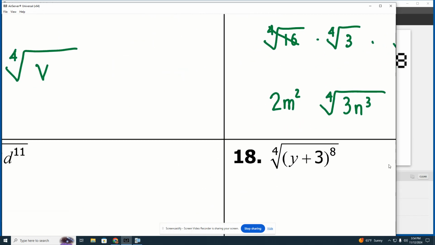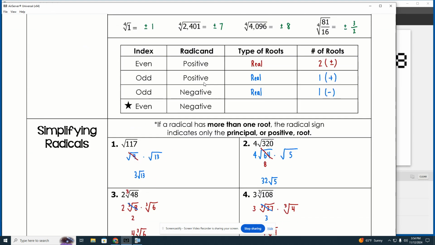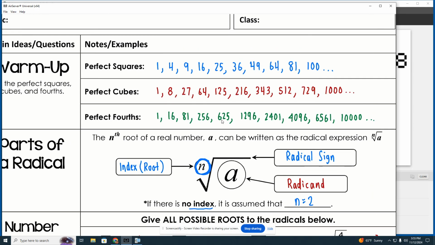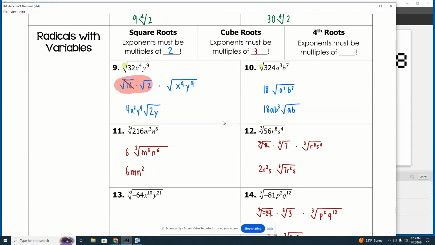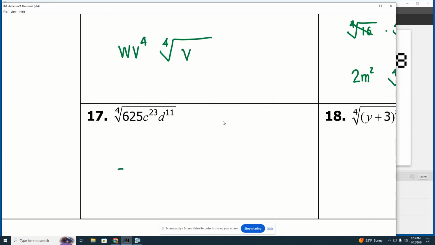Last one we'll do is right here. And let's start with the 625. I'm going to scroll up one more time. Is 625 a perfect fourth? Yeah, it actually is. It's 1, 2, 3, 4, 5. 5 to the fourth power gives me 625. So fortunately for this one, 5 gets to come all the way out. So there's no more number inside here. The fourth root of 625 is 5.